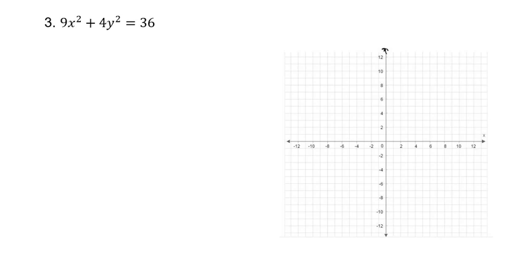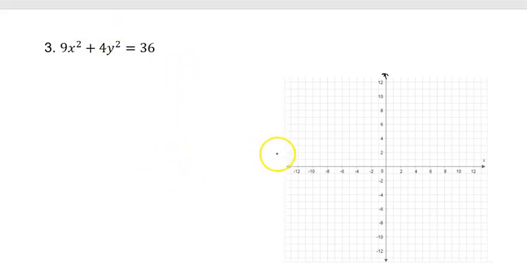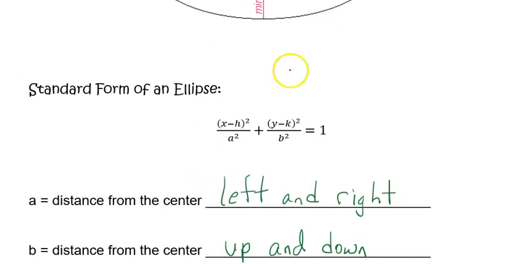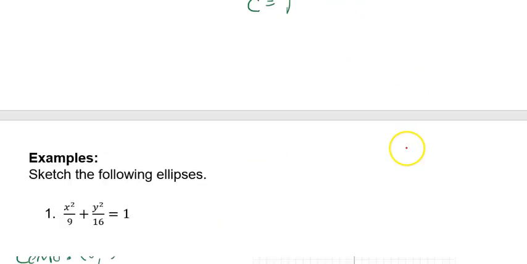Now, as we look at example 3, you'll notice it does not appear to be in standard form. So you have to think about what you're going to do to get it into standard form. And let's come back up and look at standard form for a second. Everything was in fractions and it was equal to 1. That 1 over there is the key to getting the one that we're looking at in number 3 into standard form.